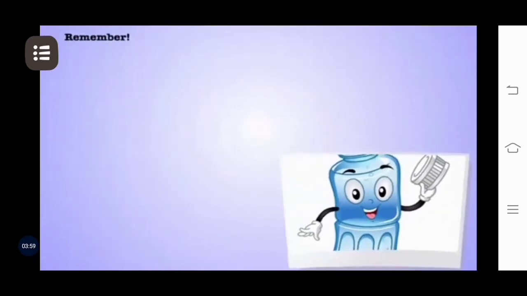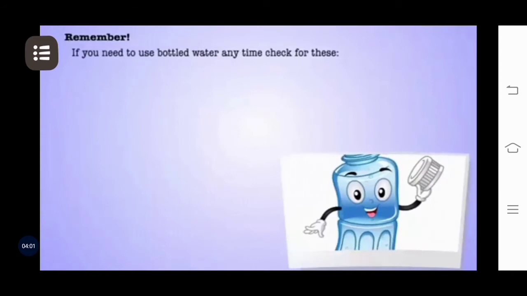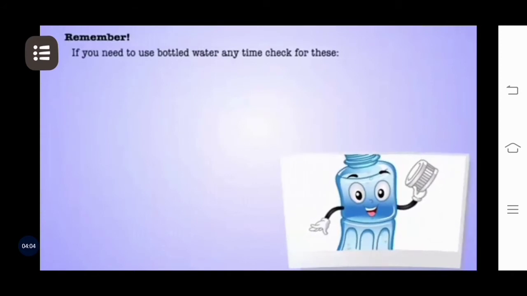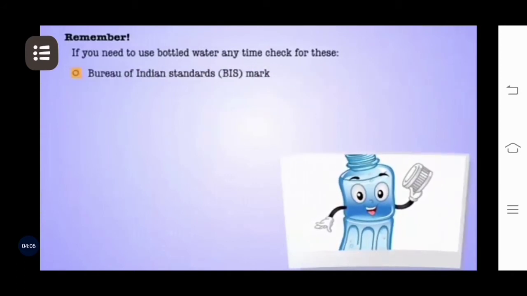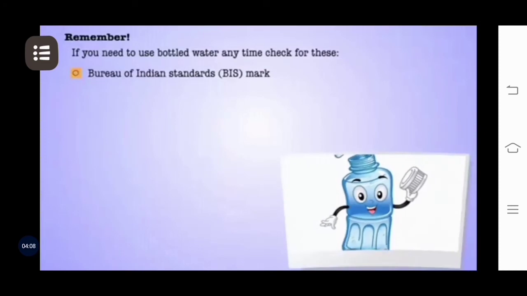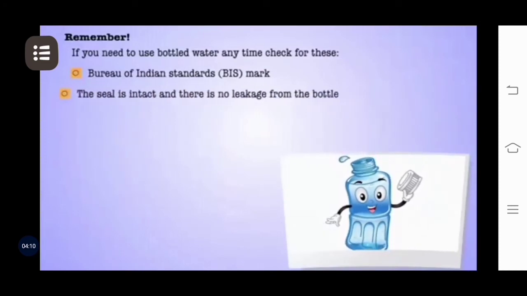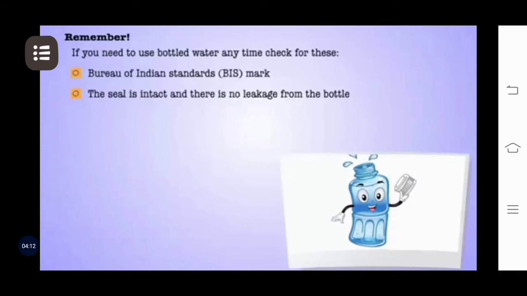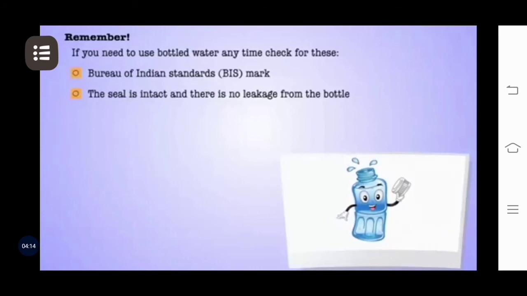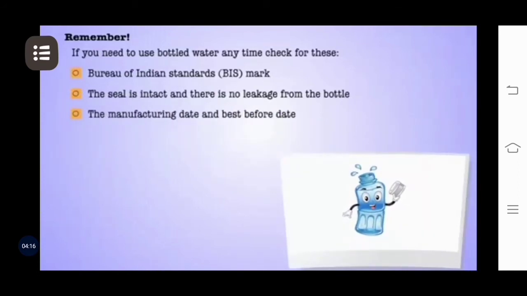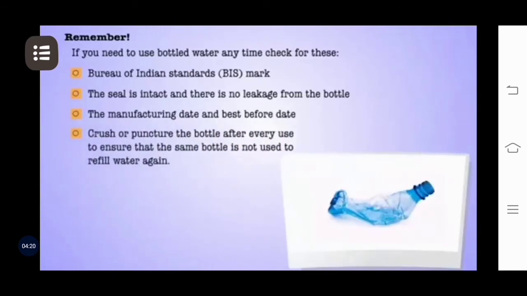Remember, if you need to use bottled water anytime, check for these. The Bureau of Indian Standards, BIS mark. The seal is intact and there is no leakage from the bottle. The manufacturing date and best before date. Crush or puncture the bottle after every use to ensure that the same bottle is not used to refill water again.